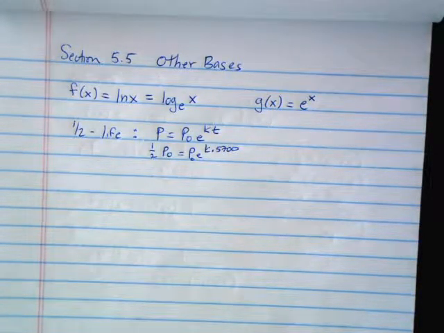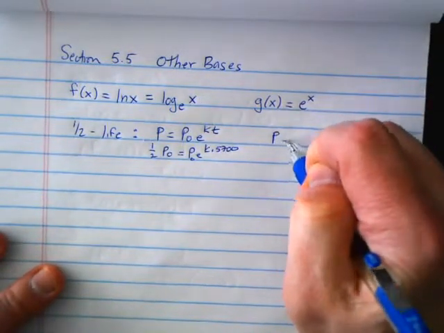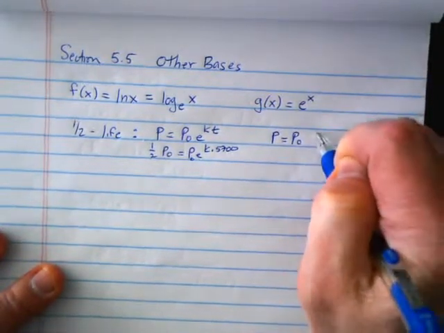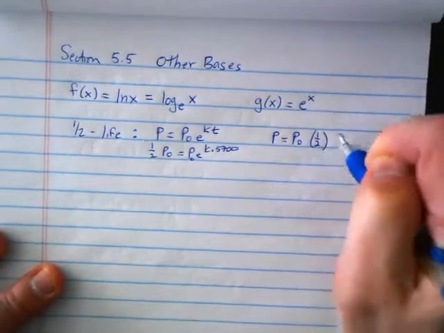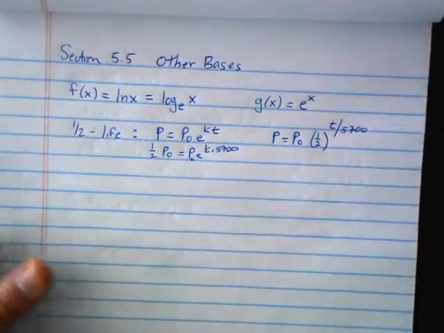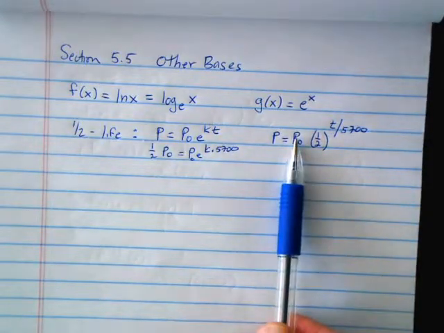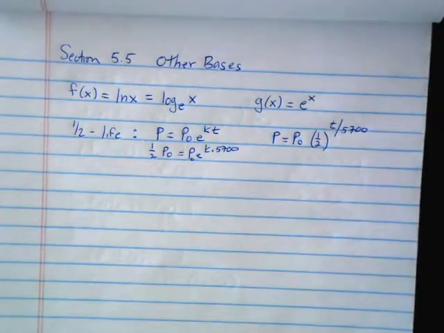However, if you're working base 1/2, life is a lot easier. In base 1/2, the same formula would be P0 times 1/2 to the t over 5,700. I don't need to figure out the k number. Why, if the half-life is 5,700, is our formula P0 times 1/2 to the t over 5,700? Without having to do any work at all.